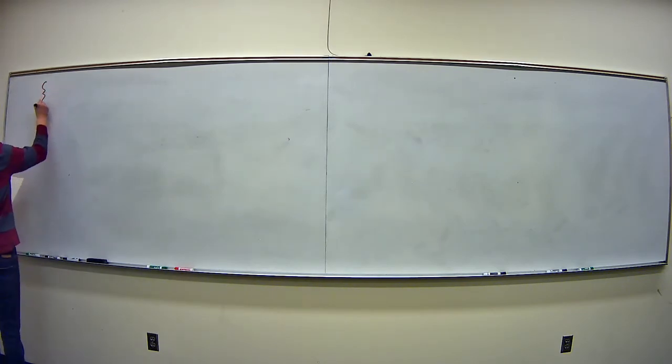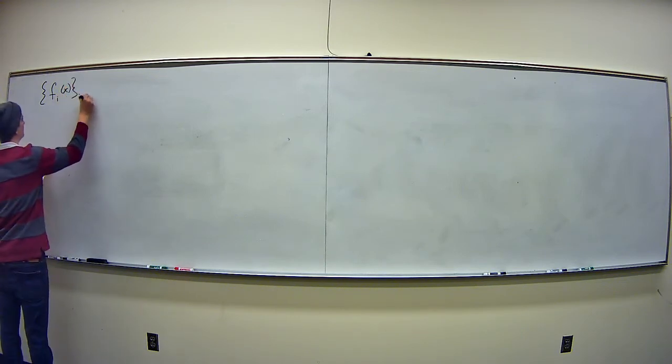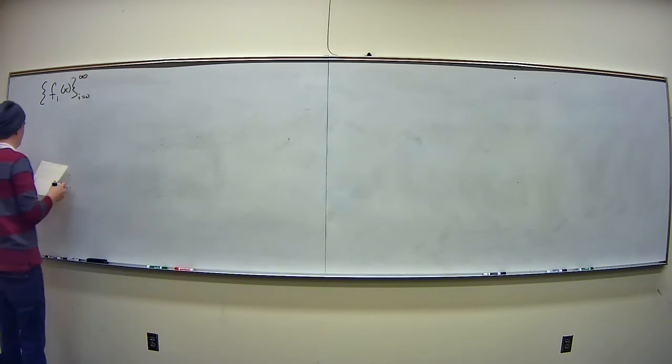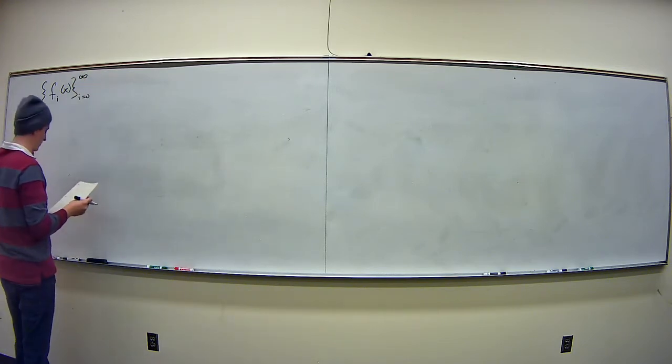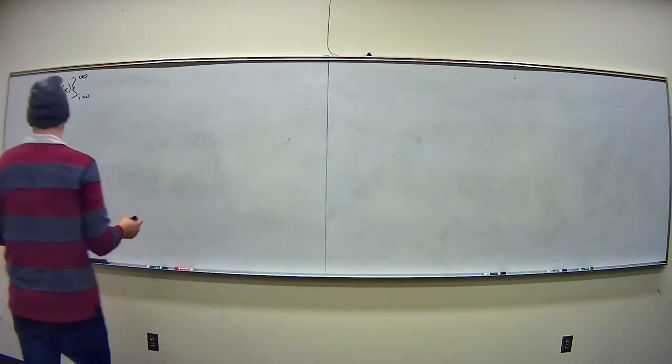We have some sequence of functions. Right? It could go to infinity. It could go to n. There's an ordering using this little o notation. It comes from a transitivity property.